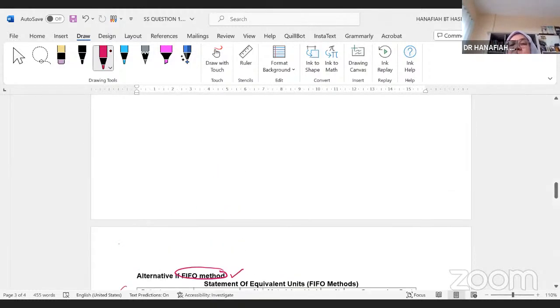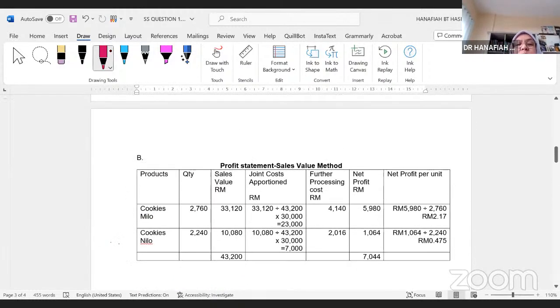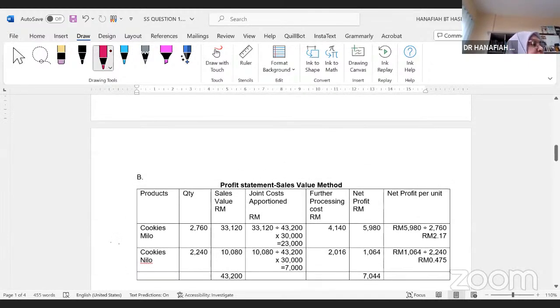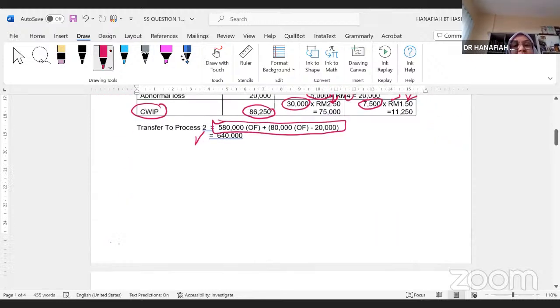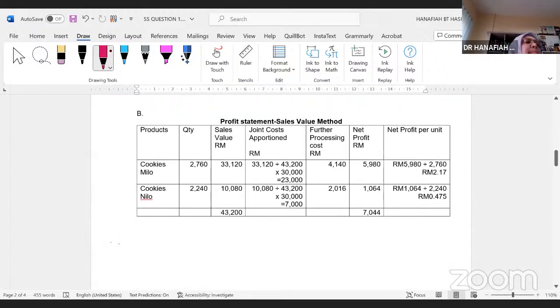Now I want to share with you a very simple answer for you to answer part B of the question, which is byproduct. Look at the B section. The following data relates to two joint products: cookies almond and cookies walnut. Each joint product is further processed to produce sellable output.